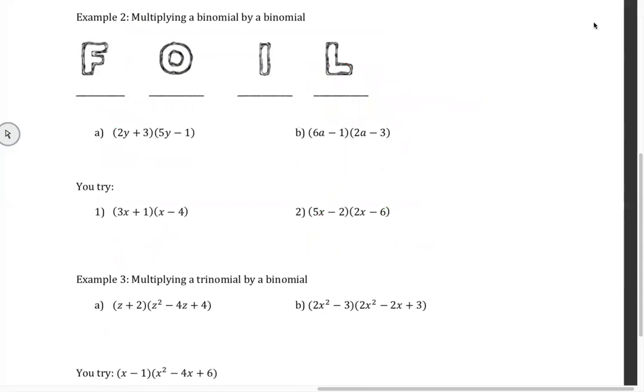Now, I'm not a big fan of FOIL. A lot of teachers like FOIL. I'm not a big fan of it because I just think it's kind of like PEMDAS, okay? Kids get stuck on the word FOIL. Now, FOIL, since it's in our notes, and so many teachers use it, stands for first, outer, inner, and last.